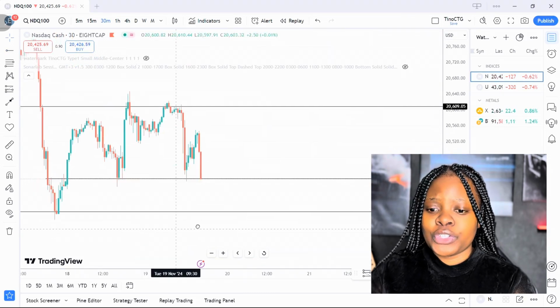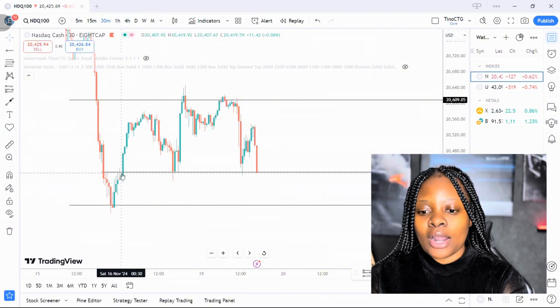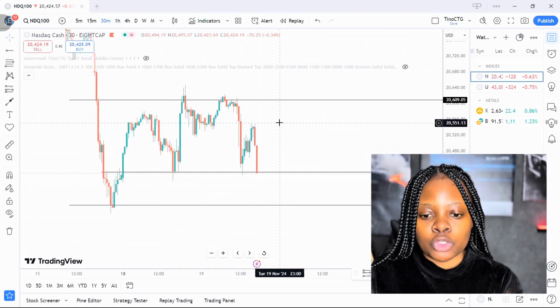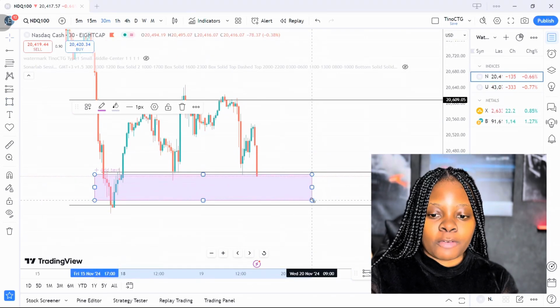Now at the zone, you can see that the market was rejecting at the specific point where it came and broke out of this level, and then it shot up to the top, dropped, went up to the top, dropped, created a very good support and resistance level on the 30-minute time frame at this spot.